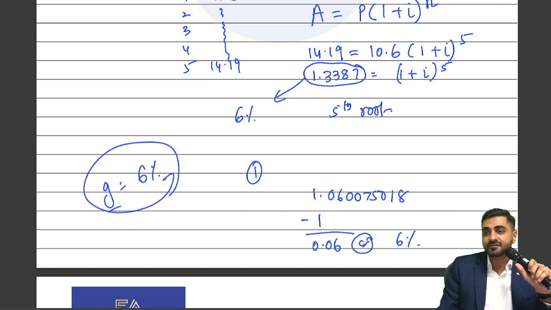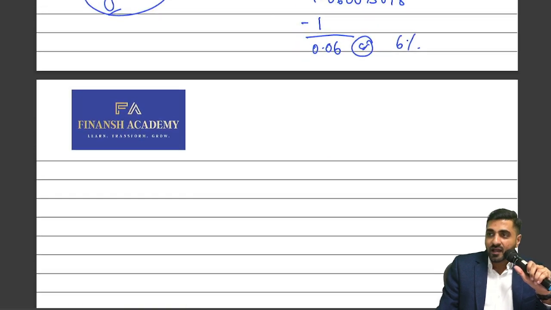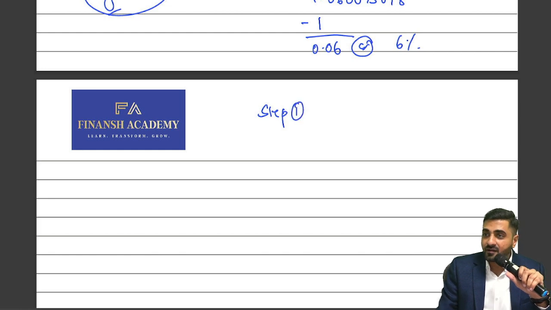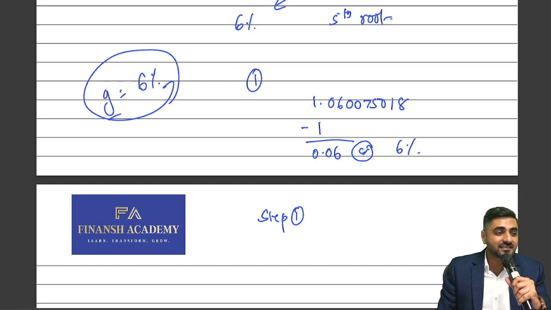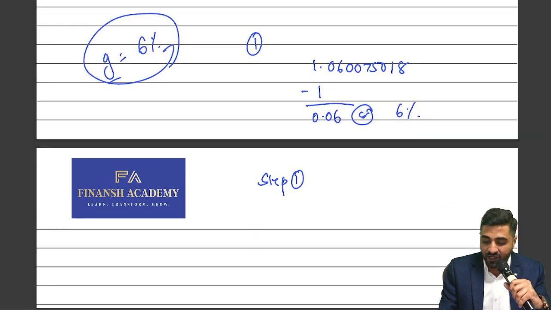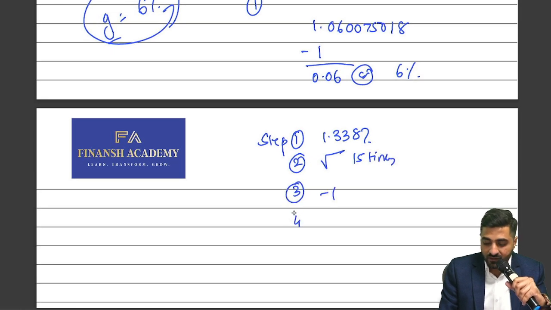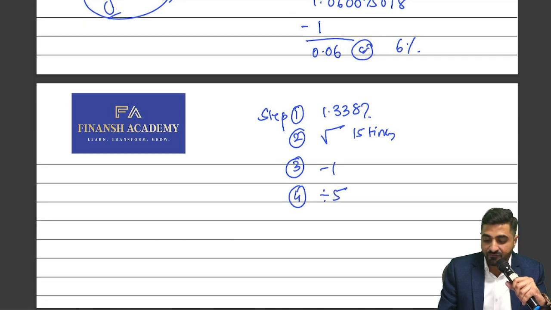Yes, sir. I'll write down the steps here. How do we do it? Step 1. Some people just got lost in between. What just happened? My calculator has never been used so much. What is this number, beta? 1.3387. First, you have to type this. Then step 2 is square root 15 times. Then minus 1. Divide by 5, because it's the fifth root.